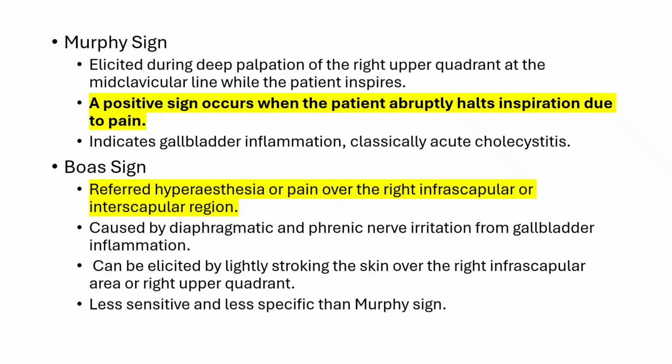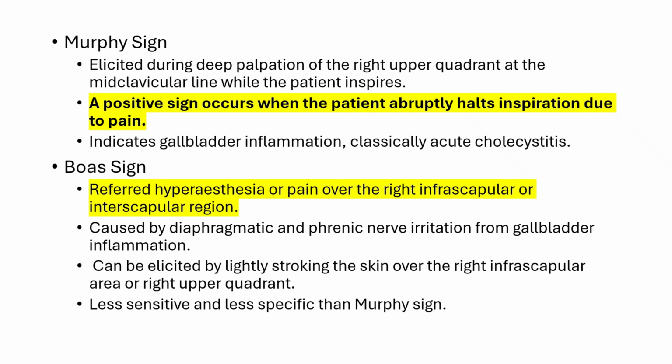So what is Murphy sign? Murphy sign is not right upper quadrant pain. Murphy sign is when there's pain elicited with deep palpation in the right upper quadrant along the midclavicular line, and it's usually done by palpating deep underneath the right subcostal margin. And then you have the patient take a deep breath. A positive Murphy sign occurs when a patient abruptly halts inspiration. So you palpate deep underneath that right subcostal margin or along the midclavicular line, you instruct the patient to take a deep breath, and if they abruptly halt due to pain, that's a positive Murphy sign.